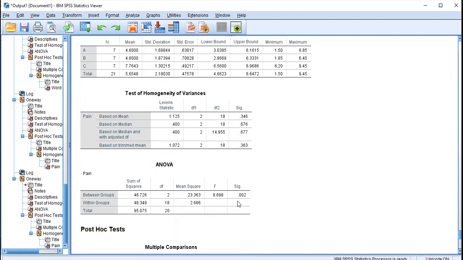So if you look at the answer here, the answer comes to nearly 8.698, which is basically the F value. Significance is 0.002. So we can simply say that we are accepting the alternate hypothesis at F value of 8.698 and significance of 0.002. Full stop.